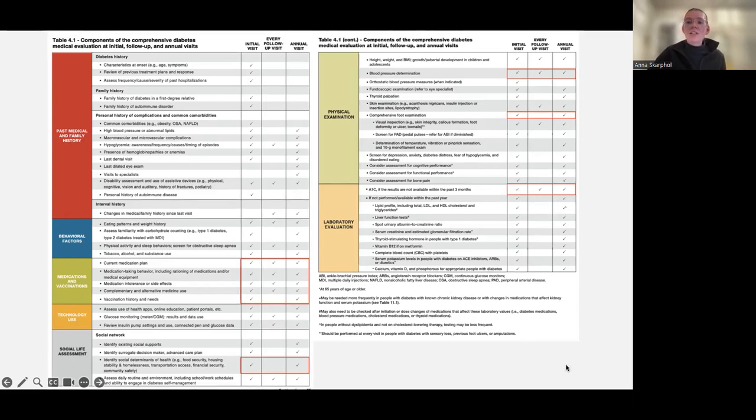Then also A1C, making sure if we're able to access information that a patient has updated A1Cs in the last 3 months, and if not, referring them to get one done. Just to make sure they're always up to date and we're having a tight control on their diabetes and understanding where they're at.